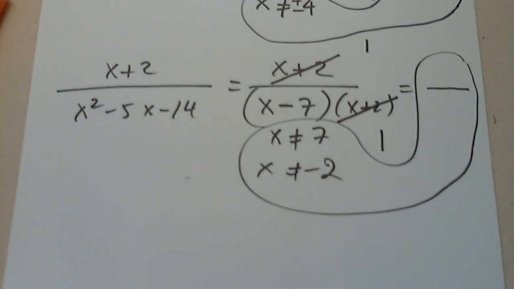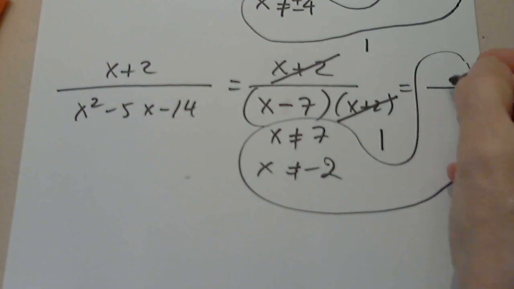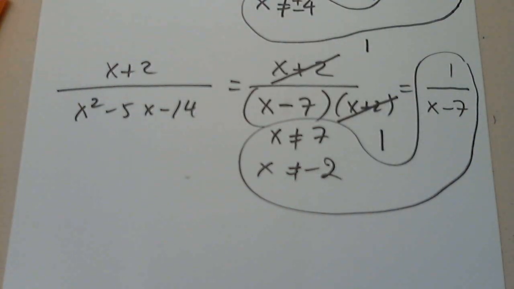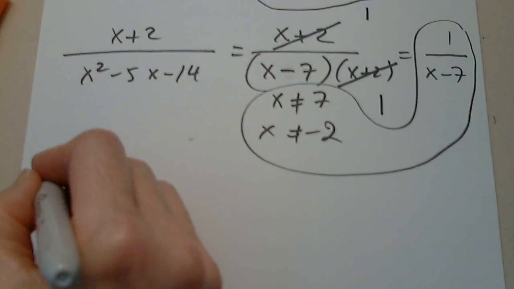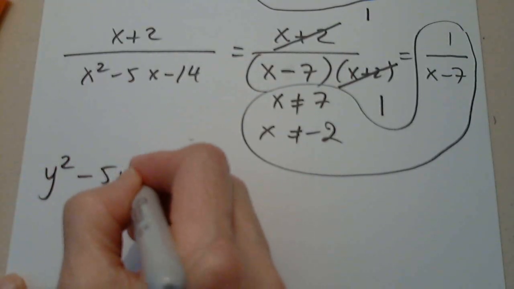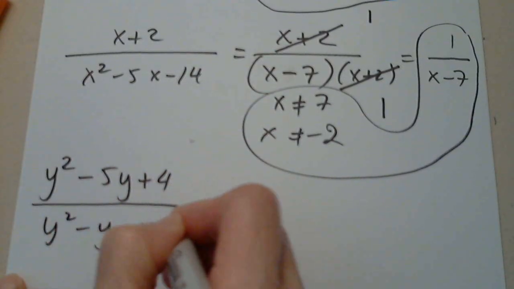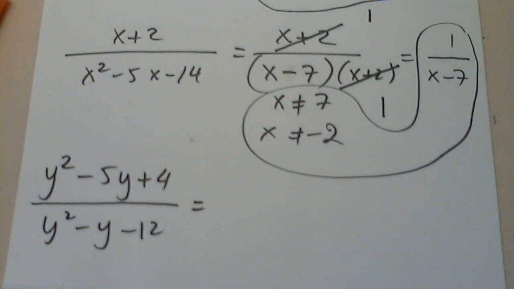Can anyone give us the final simplified form? Is it 1 over x minus 7? That's it. 1 over x minus 7, assuming these conditions are fulfilled. Next one. Y squared minus 5y plus 4 over y squared minus y minus 12. After this example, we'll learn how to multiply and how to divide rational expressions. So let's work on this example.